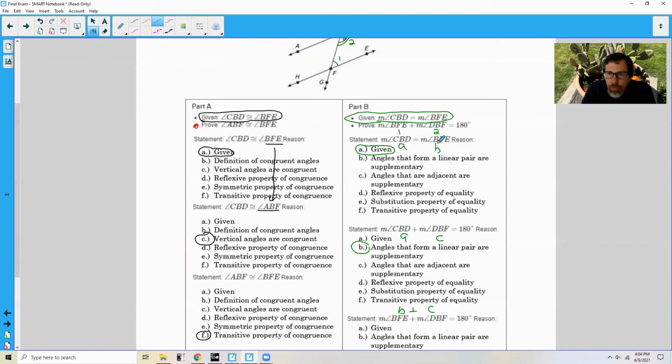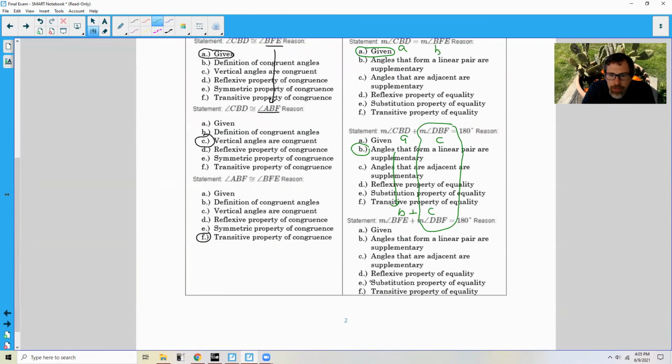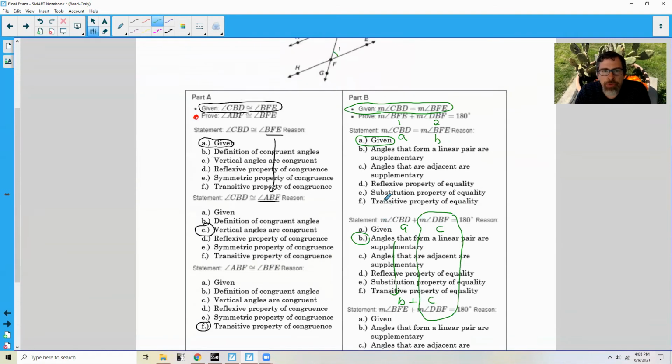Okay. Well, we're told these two are equal here. So CBD's here, CBD's here. It's equal to BFE. So now I can say BFE in place of CBD. Notice how this is the same and CBD became BFE. Well, CBD equals BFE, so therefore we're substituting, and that's all that is. So that is the substitution property of equality. Okay, so there's the proof on that page.